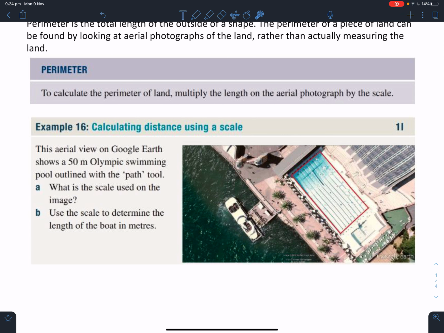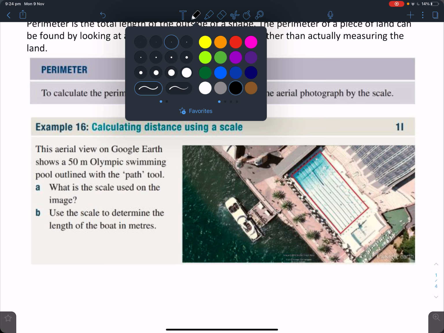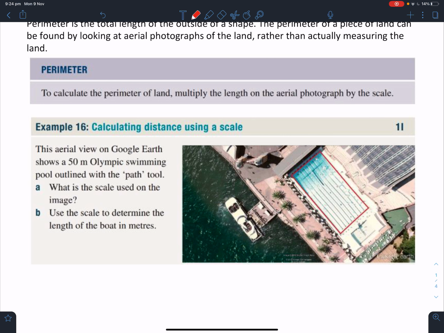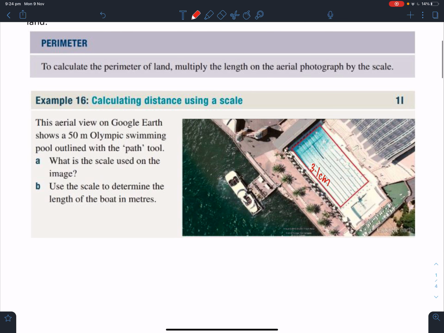It says this aerial view on Google Earth shows a 50-meter Olympic swimming pool outlined with the path tool. That's just that red box tool. What is the scale used on the image? If I were to measure this using the textbook, it measures out to be 3.1 centimeters, and we know that it's 50 meters in real life. So 3.1 centimeters equals 50 meters.